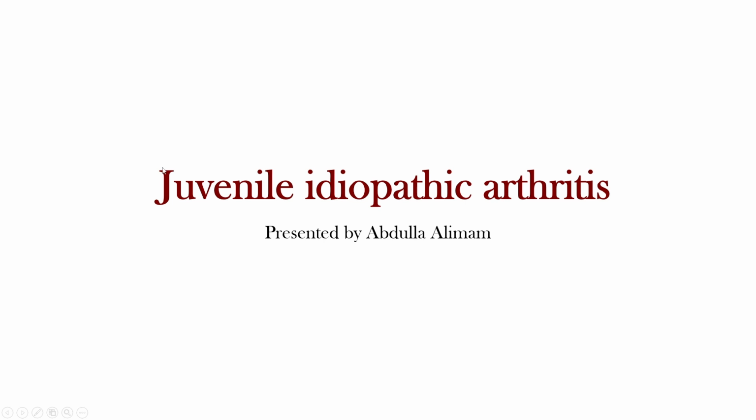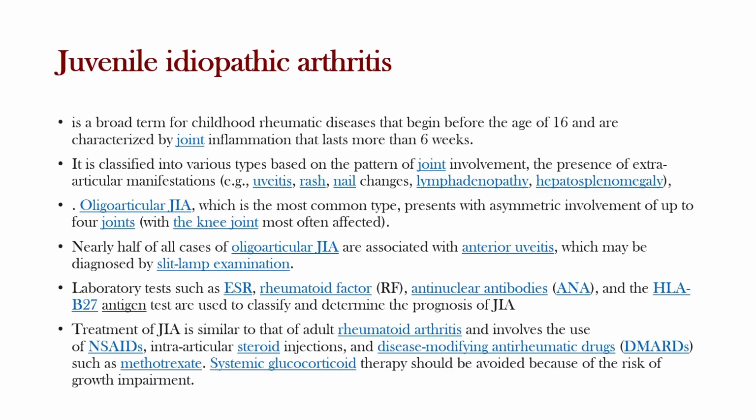Hello everyone, so today we'll speak about juvenile idiopathic arthritis. It's a broad term for a childhood rheumatic disease that begins before the age of 16, characterized by joint inflammation that lasts more than 6 weeks. It's classified into various types based on the pattern of joint involvement and the presence of extra-articular manifestations like uveitis, rash, nail changes, lymphadenopathy, hepatosplenomegaly.